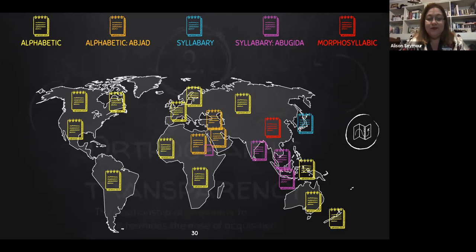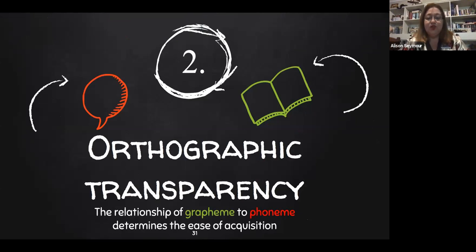All right. So yeah, now I'd just like to talk briefly about orthographic transparency. And orthography is a term for the written script, or for the written representation of sounds. And transparency really determines how easily it is to learn to read, or how easily we can read it once we know the spelling rules. So it's that relationship of grapheme to phoneme that determines how easily it is acquired by first language speakers as well as second language speakers.